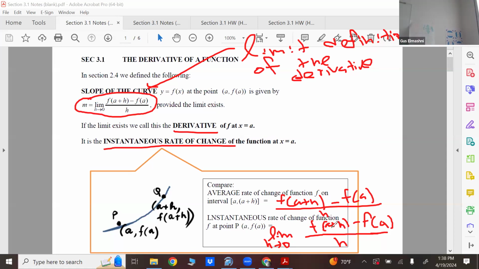You want Q to get closer to P. As Q gets closer to P, the line becomes less of a secant line, becomes more of a tangent line, right? And that's what we're trying to get out with the derivative. We want the secant line to transition to a tangent line. That's what we want.